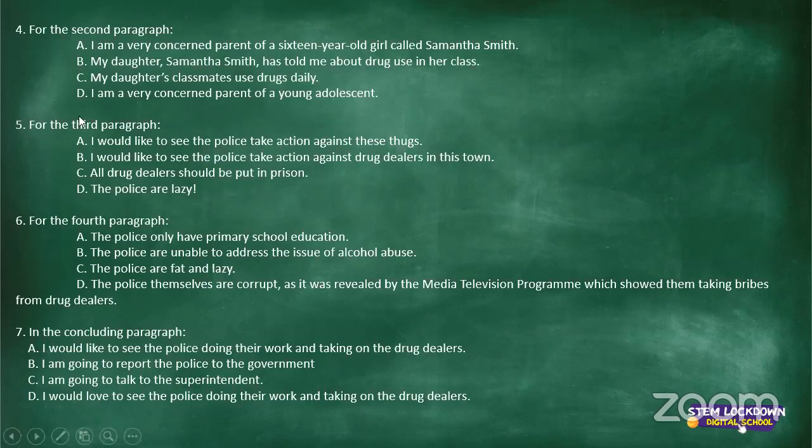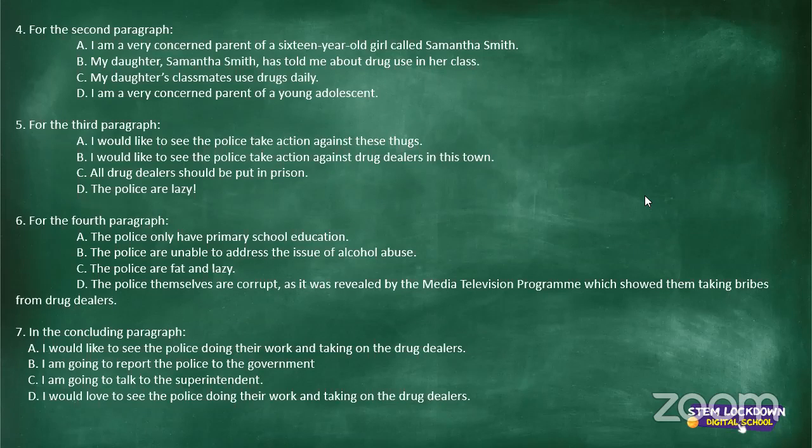Let's move on to number 5. For the third paragraph, what would be your answer? So number 5, what would be your answer? That's correct, B. I would like to see the police take action against drug dealers in this town. Remember, this is happening in your town. Okay.